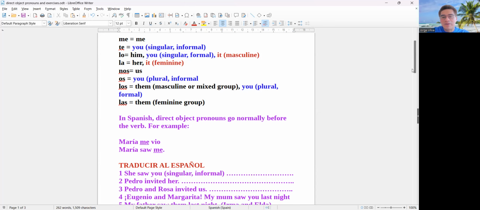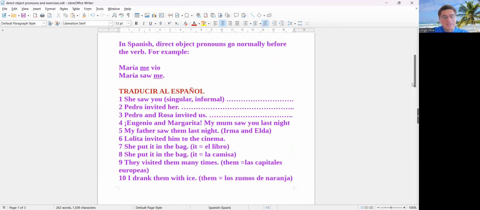So to practice this, if you are one of my students, this is your homework. Your homework is translate all these sentences from English to Spanish. The reason why all the sentences are in the past tense, pretérito indefinido, is because with my groups, I've just done pretérito indefinido. So while it is fresh, I'm trying to practice these verbs in a different way.